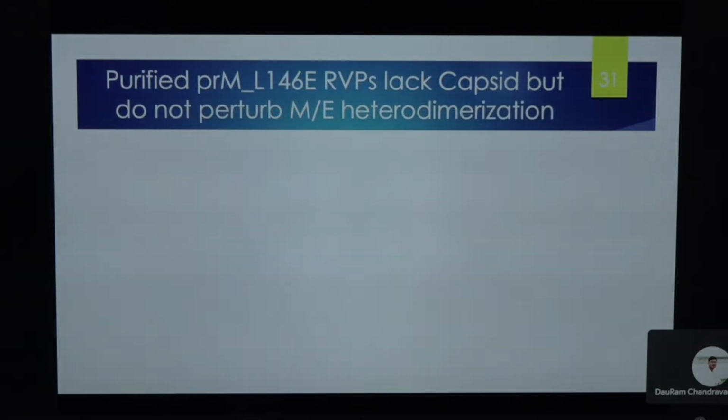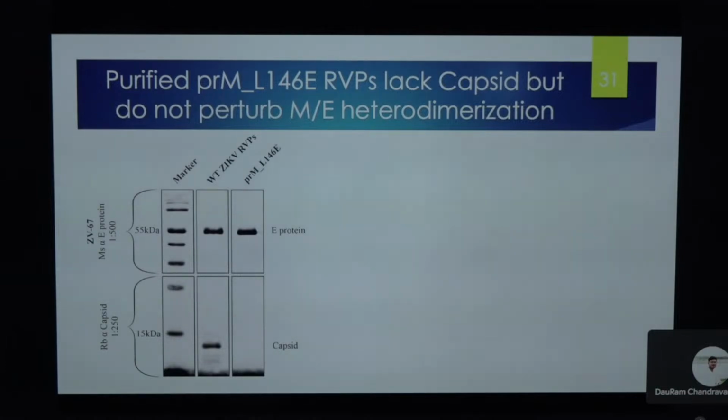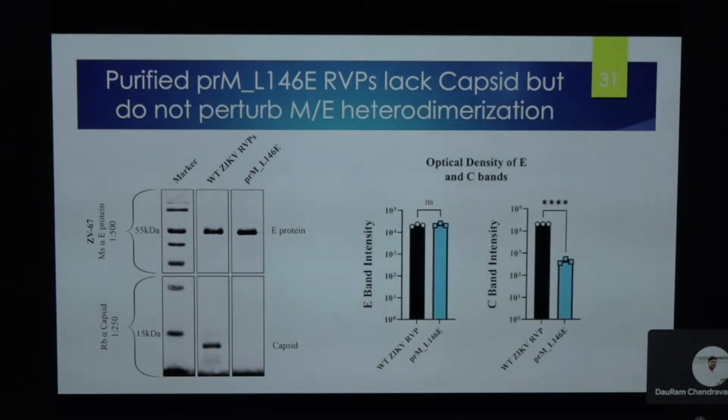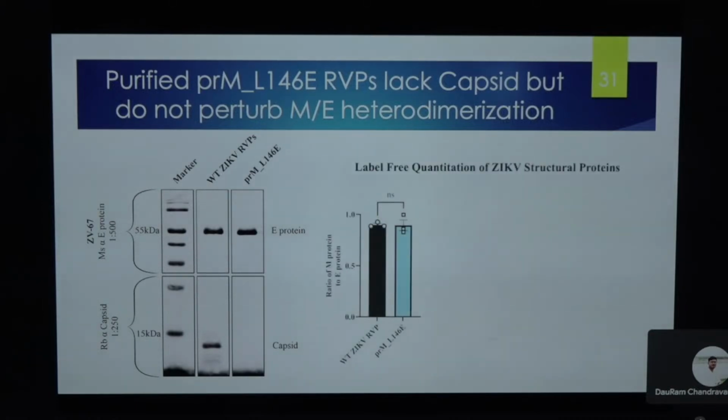And so to do that, we of course looked at these purified proteins, these purified RNP samples, and we can see again that E protein is highly visible, but capsid is lacking. And these are indeed the purified RNP samples, not the Golgi like we saw in the last slide. And what we can see is that, of course, using optical density, there's a high reduction in capsid band intensity.